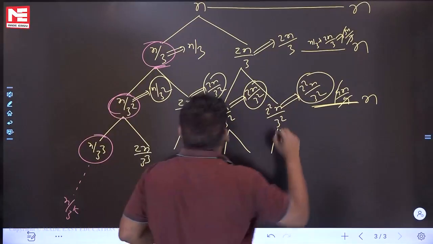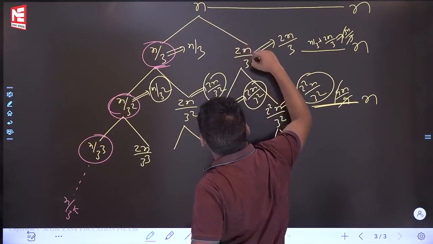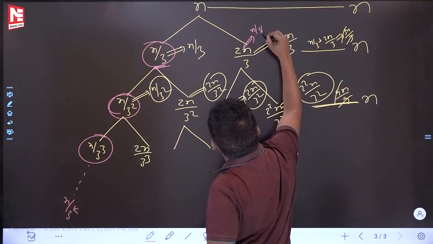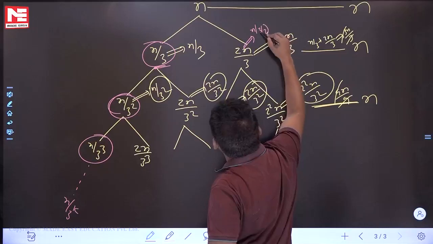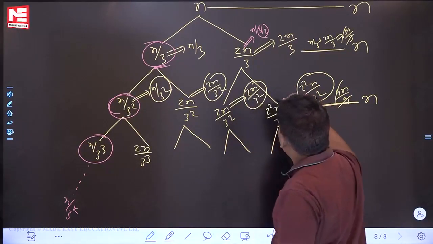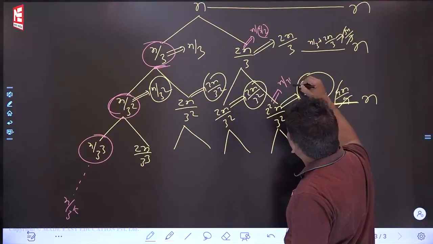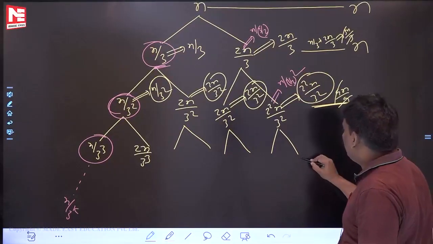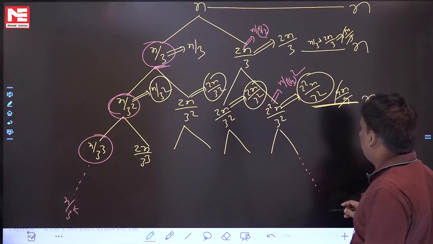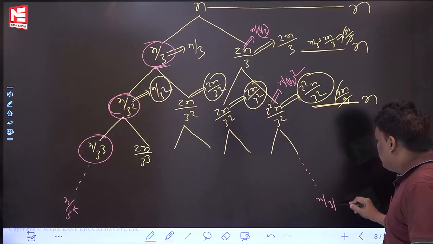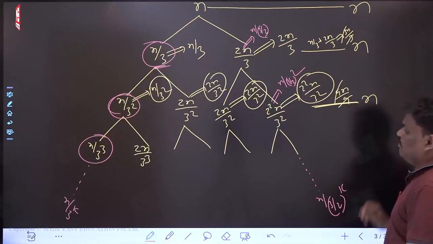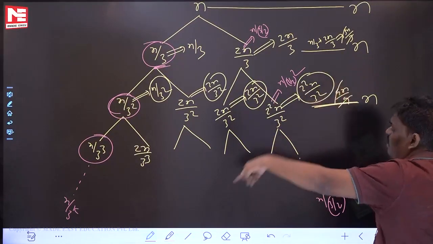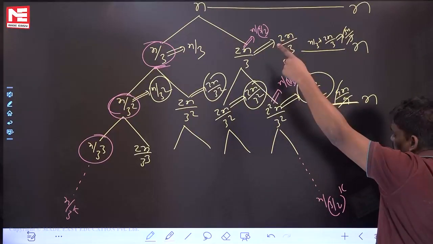Right is what? Right is always multiplied by 2 by 3. Multiplying by 2 by 3 is nothing but dividing by 3 by 2. This is the same story. What is the answer? n by 3 by 2 whole square. If you continue like this, right is always divided by 3 by 2, so it is n by 3 by 2 whole power k, k times. Left is always divided by 3, so right is always divided by 3 by 2.